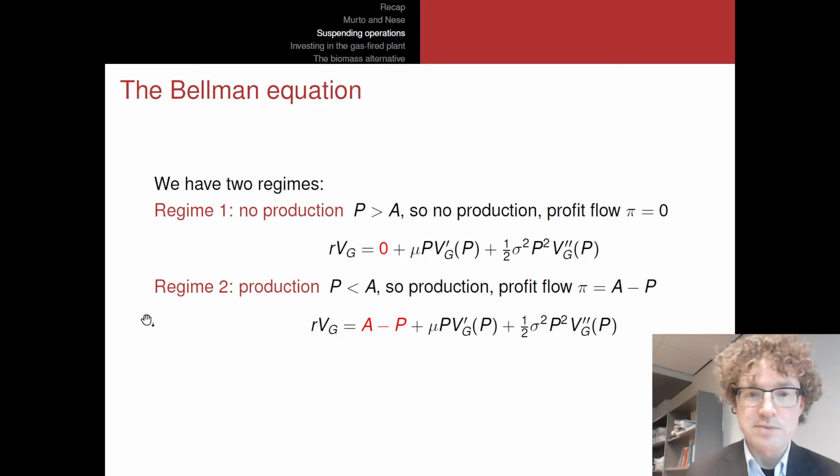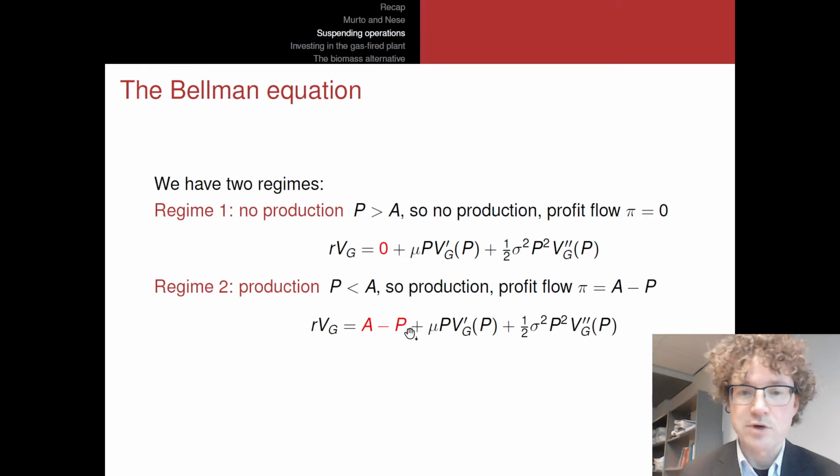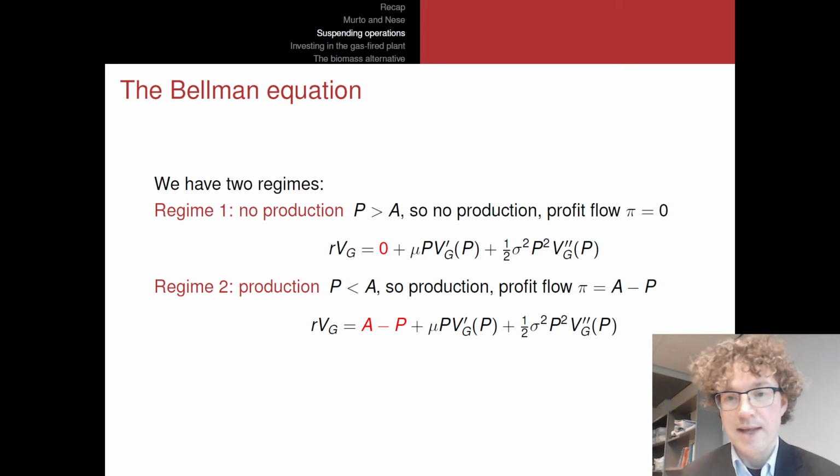In the other regime, regime 2, when the price of gas is below A, we will be producing. So that's a production regime, and in that regime, profit flows will be A minus P. Here we again have the same Bellman equation, so these black terms are what we always have, and here again we have the cash flow term, which in this regime is A minus P. So what we need to do is solve these two equations, first in their general forms, and then match them together to find the exact solution that matches up these two solutions nicely.